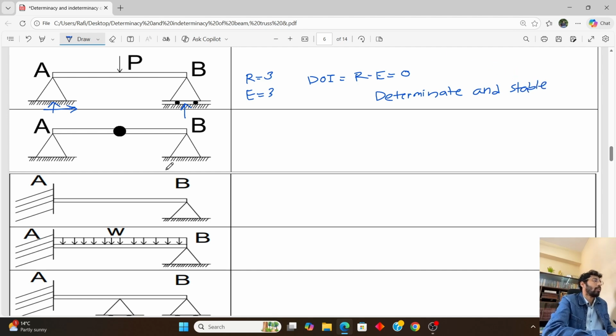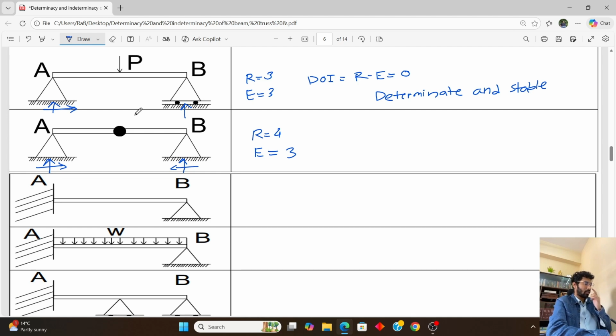So if we look at the second problem, we will see that there are two hinge supports here and there is an internal hinge also. So the unknown reactions will be two here, and at B support there will be two unknown reactions. So the value of R will be 4. We all know that the value of E is equal to 3, but there is an internal hinge here.